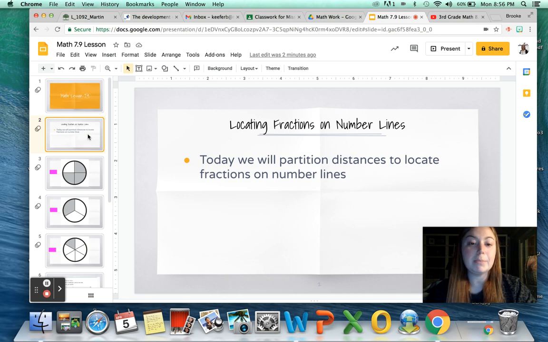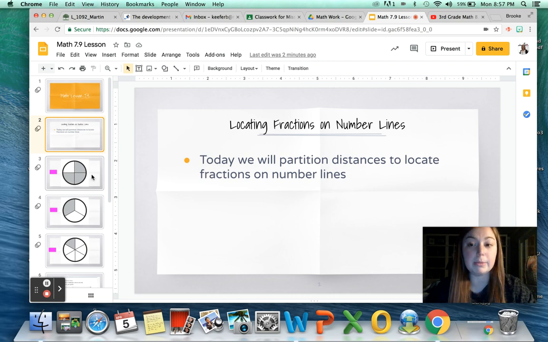The first one is partitioning distances to locate fractions on number lines. What that means is just breaking up a number line. So if I just give you a blank one that says 0 to 1, and I tell you to split it into thirds, do you understand how to find that on a number line? The other part we're going to be looking at is the benchmark fraction 1/2. So what 1/2 looks like on different number lines, because that's a really important benchmark that you can use when you're trying to understand fractions and locate them on a number line.